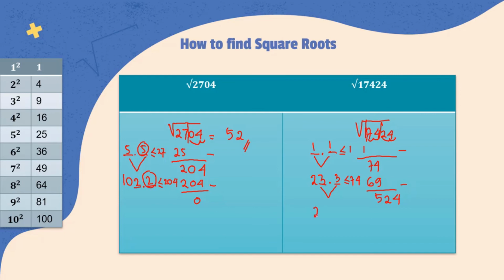23 plus 3 is 26. 26 with which number times which number is less than or the same as 524? 2,524 minus... is equal to 0. So the square root of 17,424 is 132.